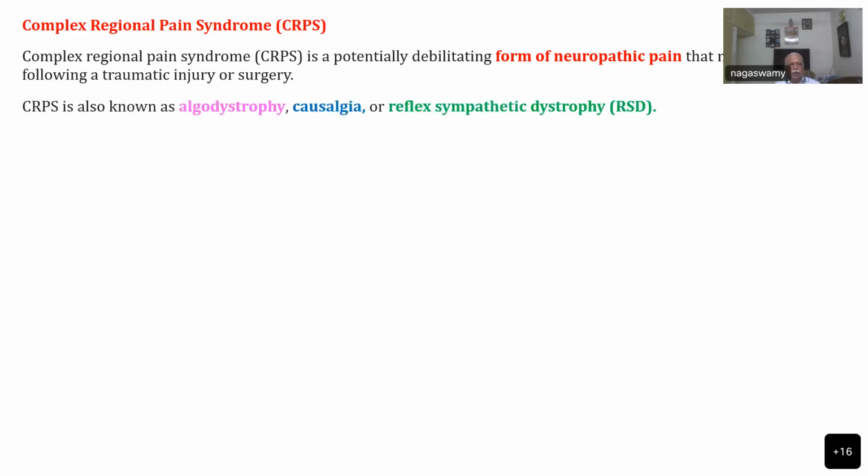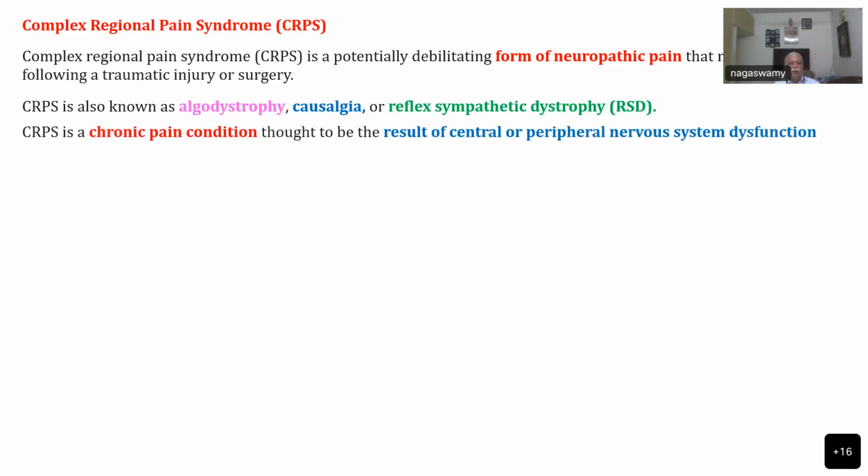The other names: earlier it was called causalgia, which is type 2, and reflex sympathetic dystrophy, and one more name is there, which is called algodystrophy. Because of the trophic changes, there is another name called algodystrophy. So if an examiner wants to use this as a short note question, describe algodystrophy, you should not be taken by surprise. So remember that name also.